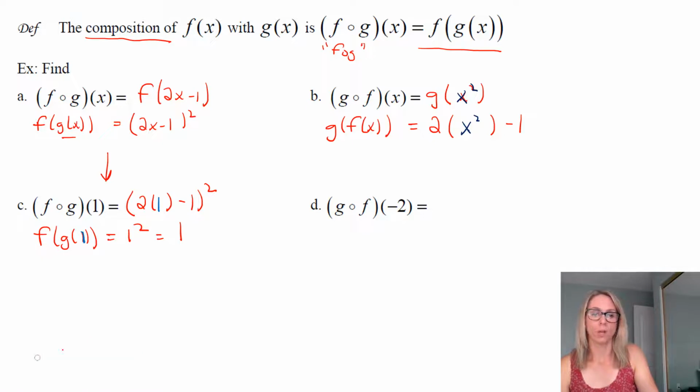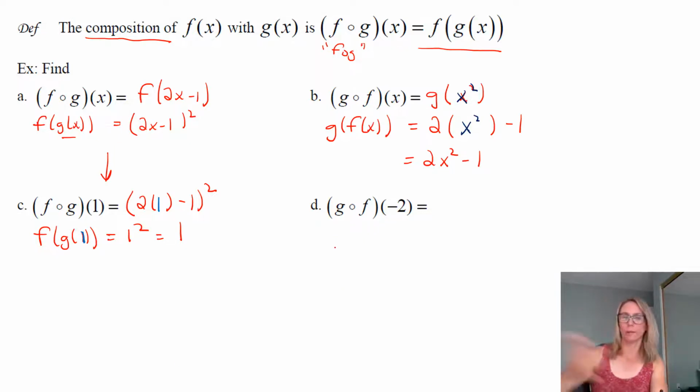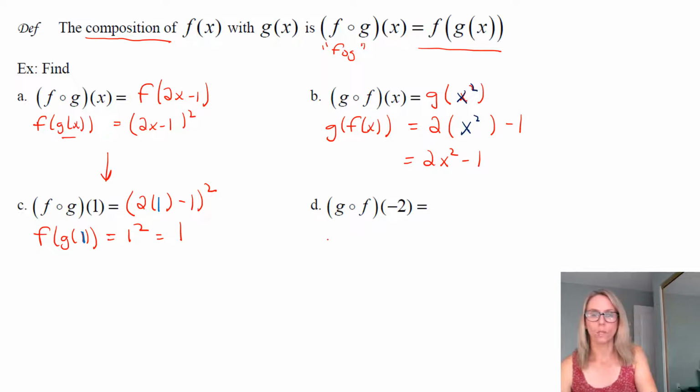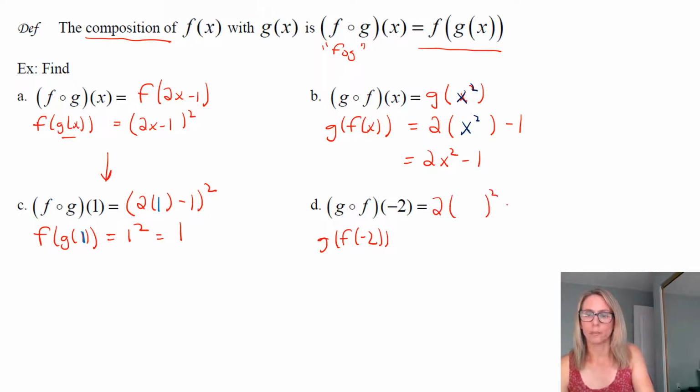And not a whole lot you can do. So 2x squared minus 1. That's it. But now it allows us to very quickly do part D, which is g of f of negative 2, meaning go ahead and take that negative 2 and put it in where you see x. Answer should be a number.